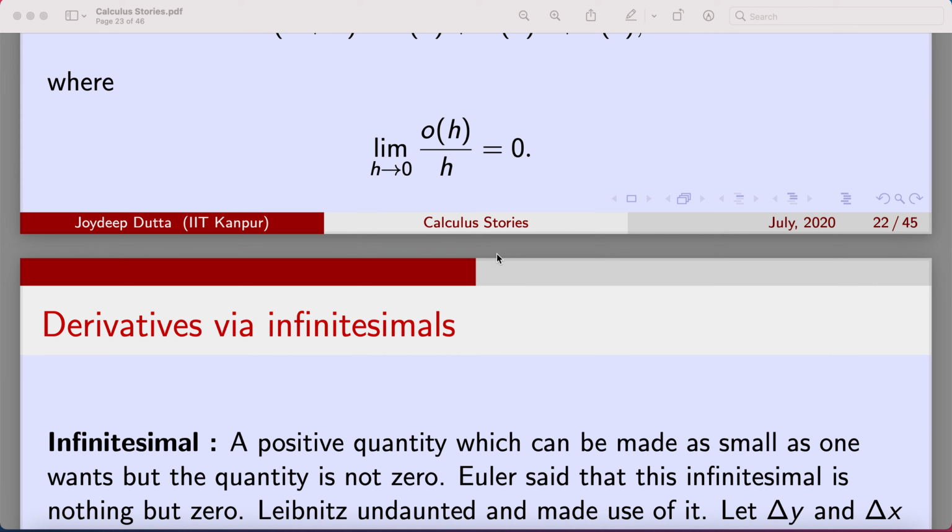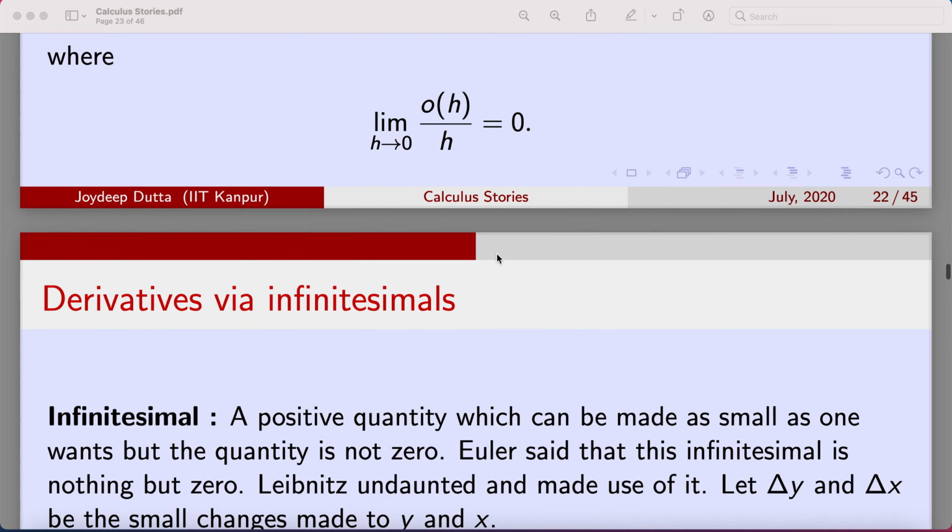Now the story of derivatives, the way we do derivatives today, derivatives from first principles, are taught in high school, and even in first year of college. But that had come much later. And let us see how the original geniuses like Newton and Leibniz, and later on Euler and all these people, thought about handling derivatives.